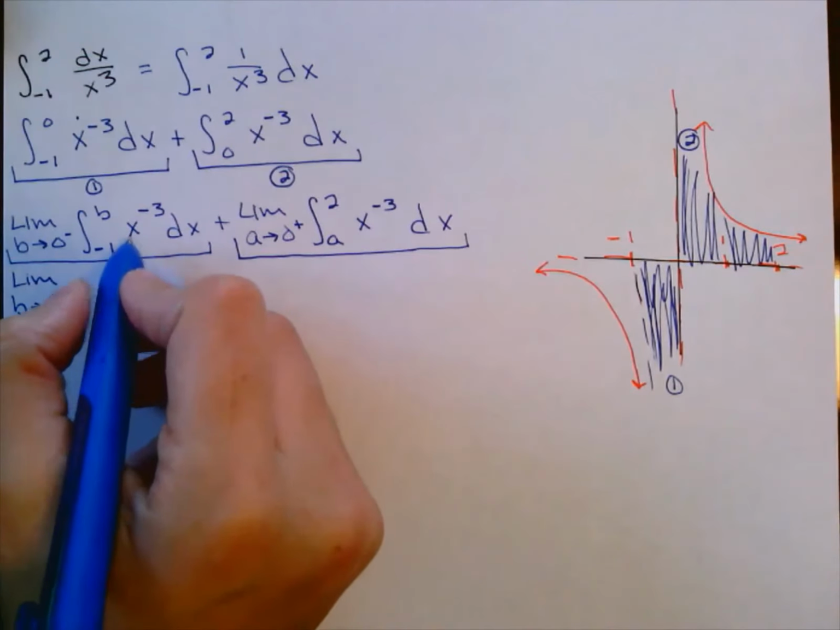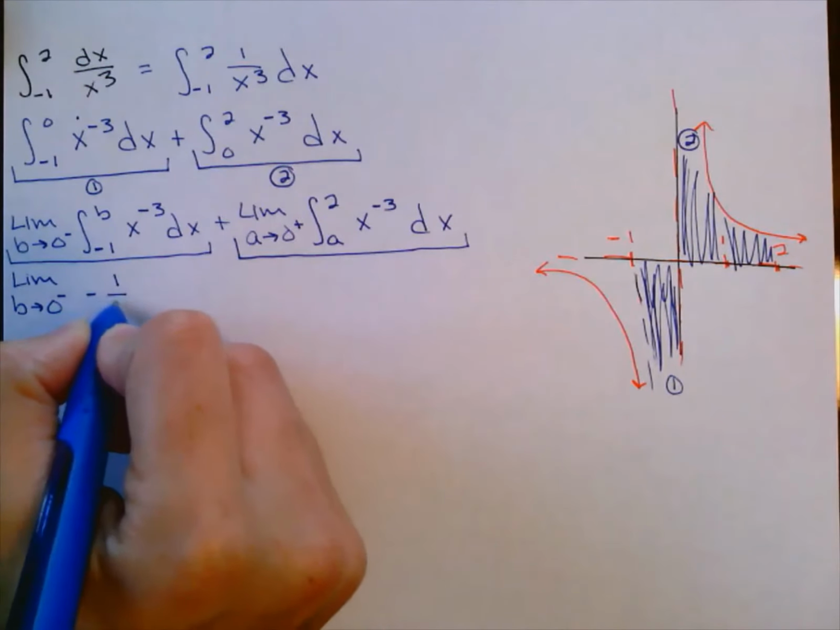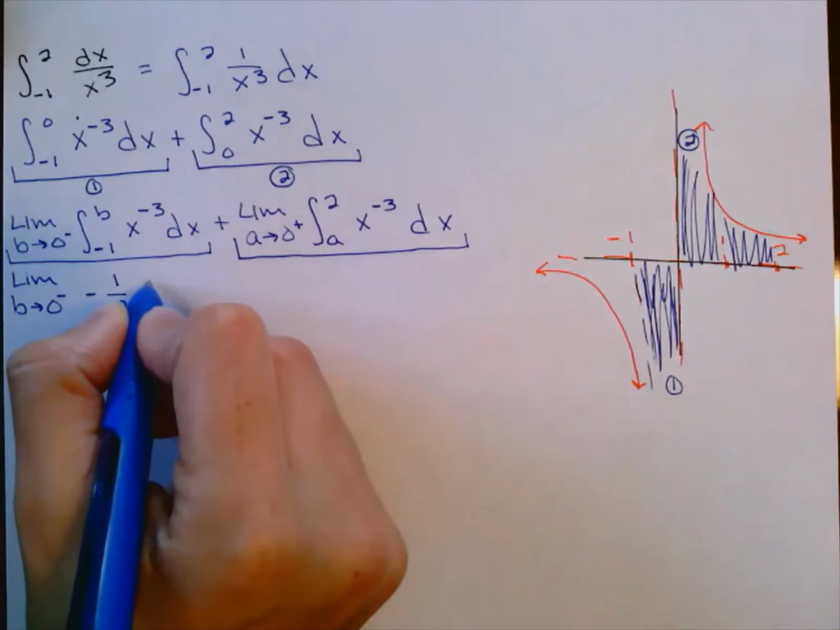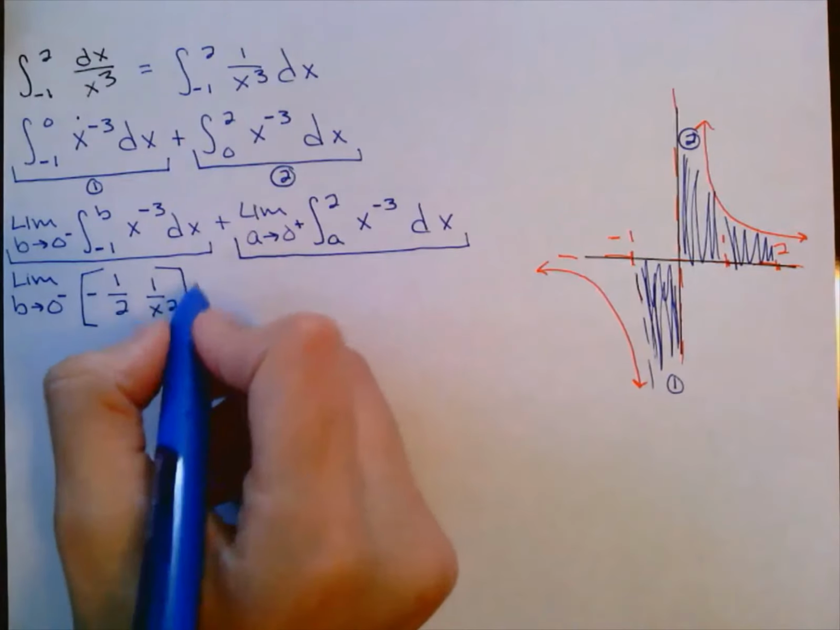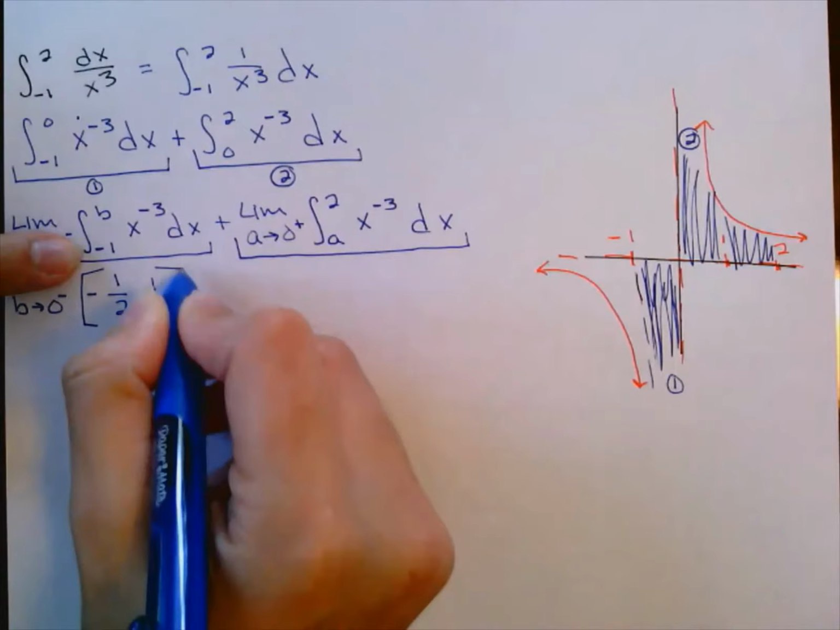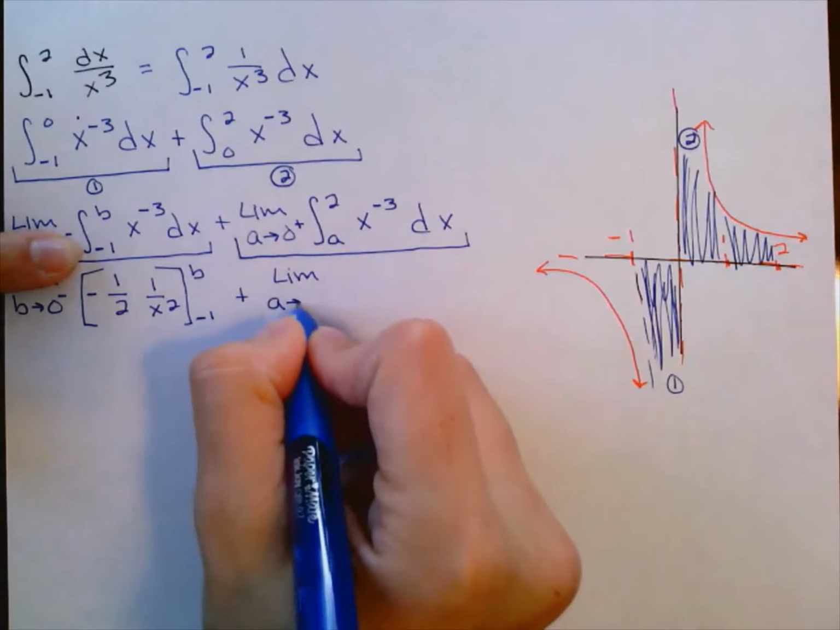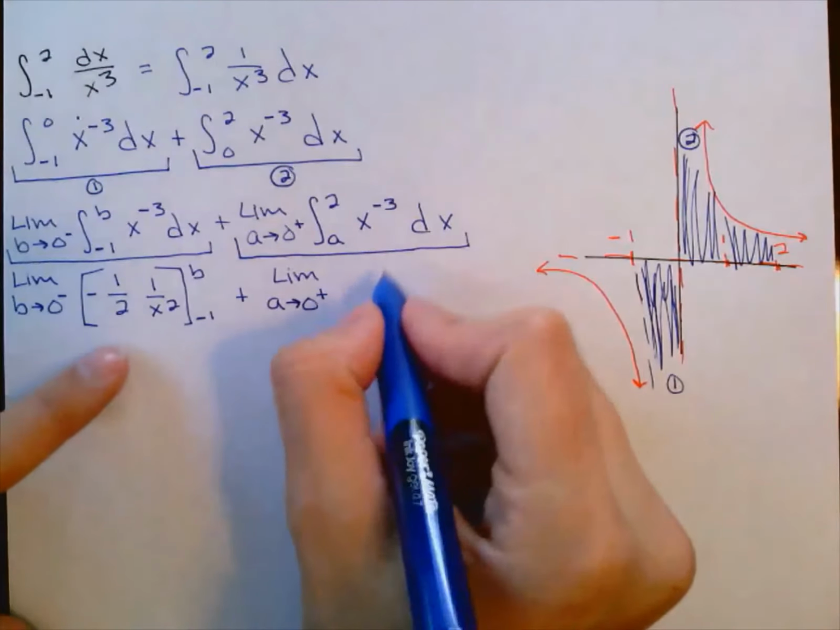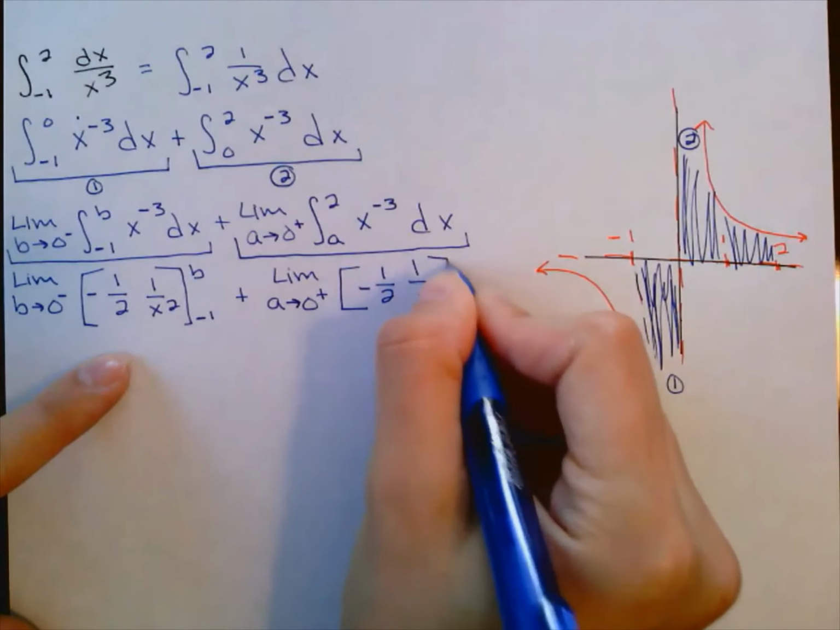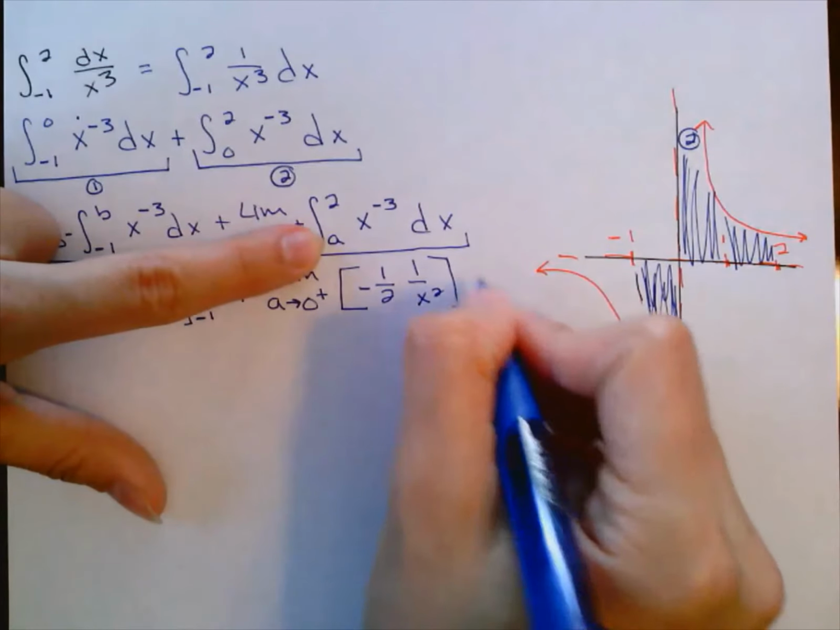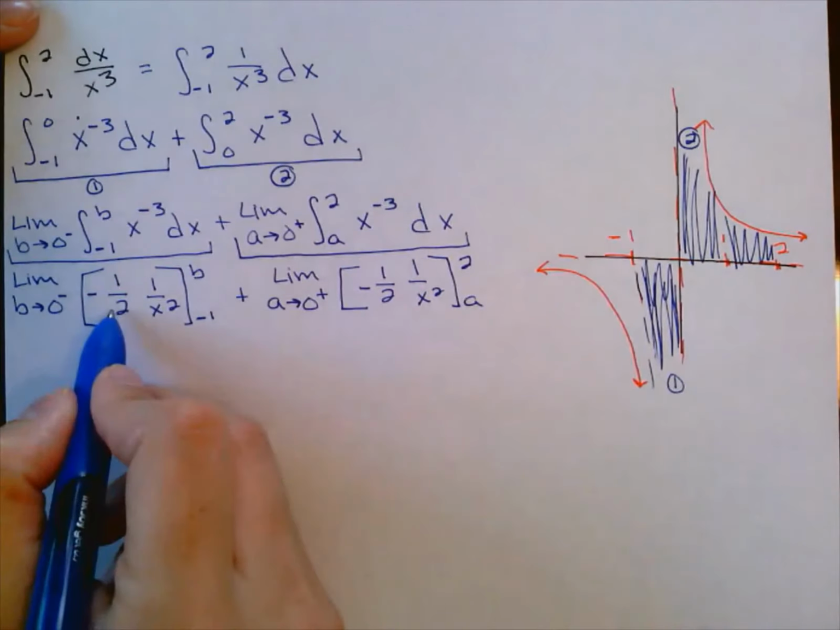Okay? Rewrite your notation. My antiderivative here is the same as in the last question. So it ended up being -1 over 2 times 1 over x squared. Okay, and that now is from -1 to b, plus my limit as a approaches 0 from the right. Same exact antiderivative because it's the same function. But now this is from a to 2. Okay? I can take out this -1/2.